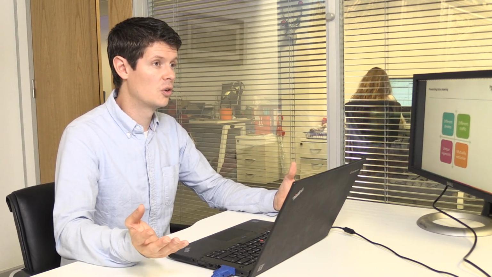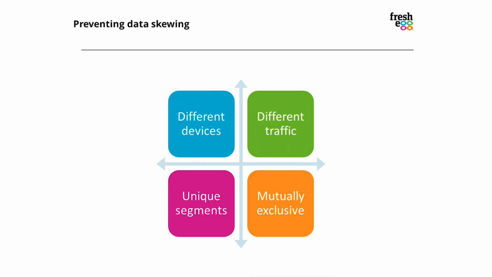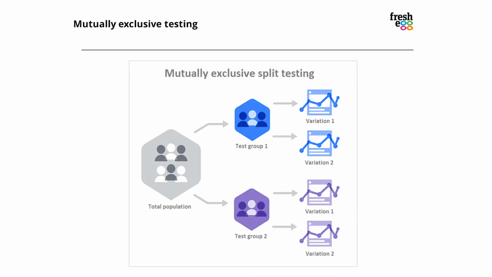You might want to test on bigger audience groups or audiences that sit across multiple different segments. So in this case, running mutually exclusive tests is a good solution, and I'll go into that in a second. There are other mechanisms for running multiple tests at the same time without skewing data, but these are the ones that can solve most of the problems for you. So mutually exclusive testing is where you group your traffic into separate buckets, and then those buckets are tested separately. It's described in this diagram a bit more clearly.